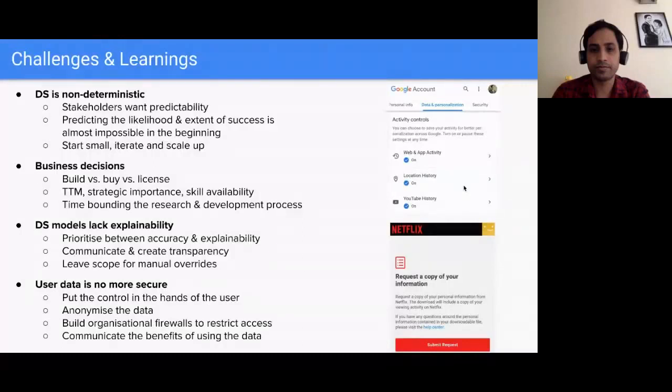Second is, when you're starting off building a data science product, it's near to impossible to predict: will I be able to make a 5% jump in conversion when I solve it, or will I be able to make a 2% conversion, right? So predicting the extent of success is also very difficult in the beginning.